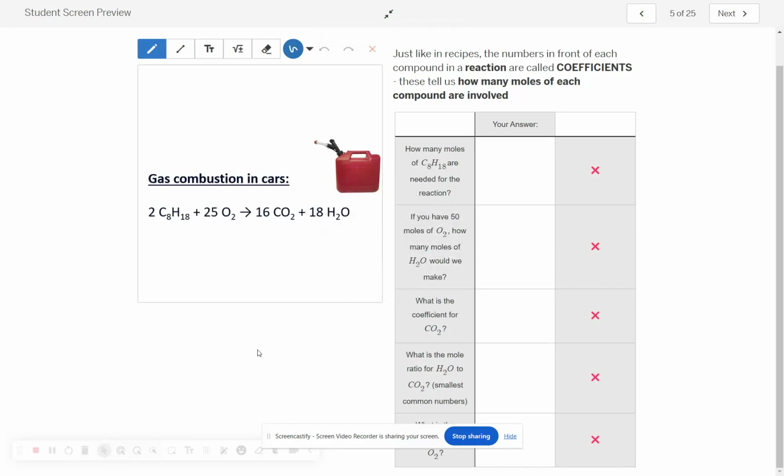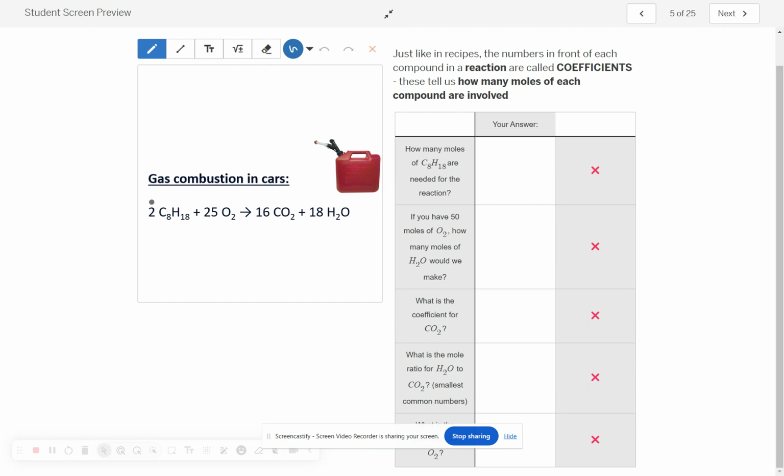So we're going to take a look at slide 5 of Chem 2B together. We're going to look at this equation on the left. Notice that it is talking about gas combustion in cars. So let's do a quick reminder about what are the different numbers that we see so we can come back to them and remind ourselves what is going on, right?